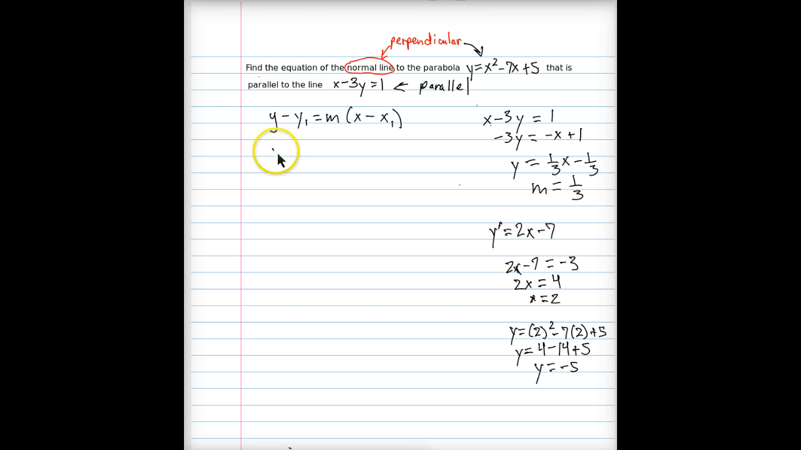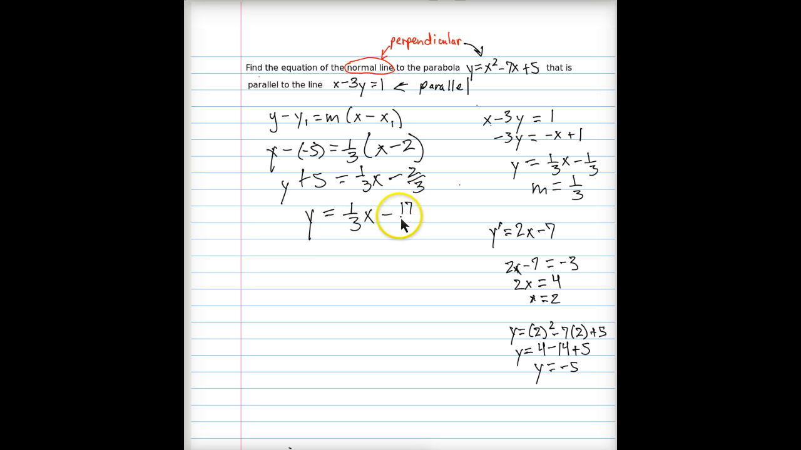We have the slope, we have an x and a y value, and now we can find this equation. So it'd be y minus negative 5 equals 1/3 times x minus 2. That gives us y plus 5 equals 1/3 x minus 2/3. And when we subtract 5, that gives us y equals 1/3 x minus 17/3.